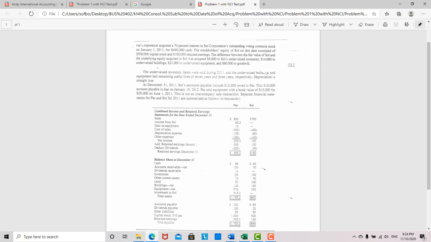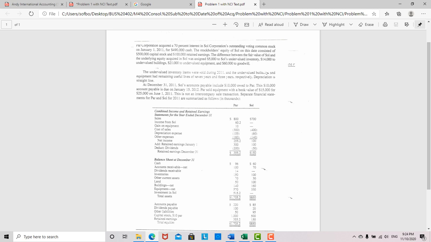So they're paying $490,000 for a 70% interest in a company with total equity of $600,000, $500,000 capital stock, $100,000 retained earnings. The problem looks fairly similar so far to the others we've had. The difference between the fair value of Sol and the underlying equity, these are the revaluations we've been dealing with all semester long: $5,000 goes to undervalued inventory, $14,000 goes to undervalued buildings, $21,000 goes to undervalued equipment, and $60,000 to goodwill.